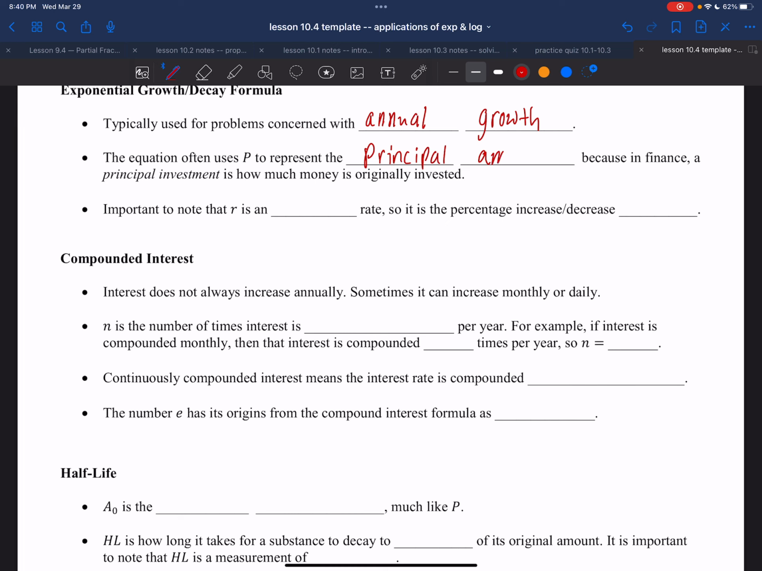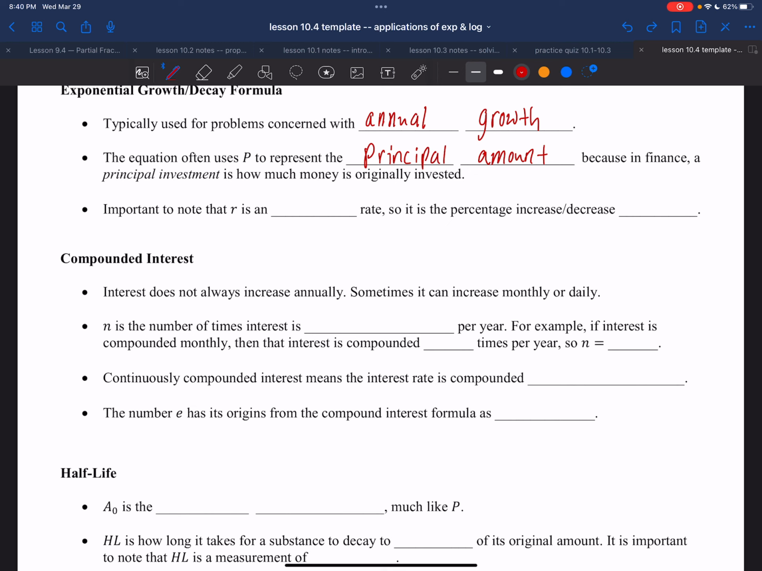amount. Now, in finance, notice it says finance. In finance, a principal investment or a principal amount is how much is originally invested. It's how much you originally start with. It's your beginning amount. That's what principal means.